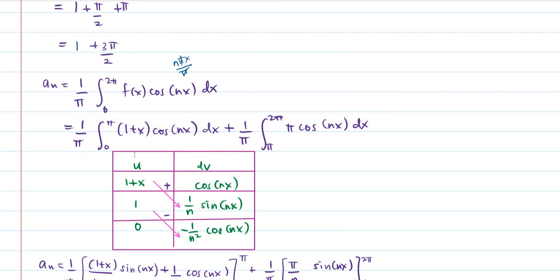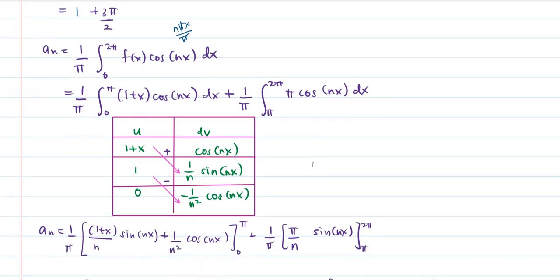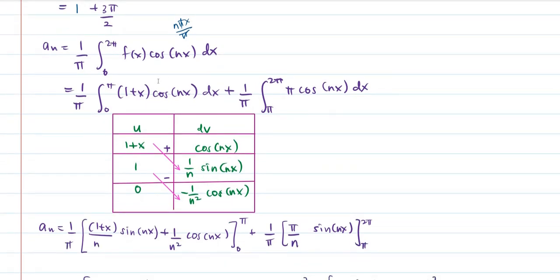Just take a look. I did separate again. 1 over pi, integrate 0 to pi, 1 plus x cos nx with respect to x. And here 1 over pi, integrate pi to 2 pi, pi cos nx with respect to x. So I separate them: 1 over pi here, integral, and plus 1 over pi, another integral. For the first term, we need to use integration by parts.